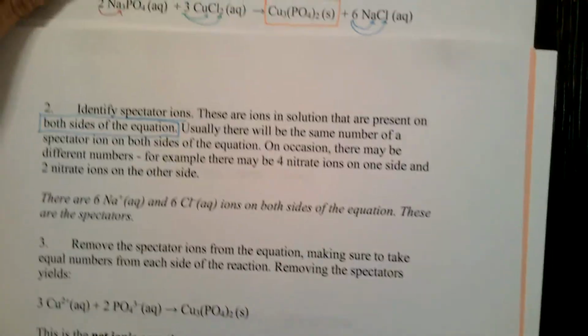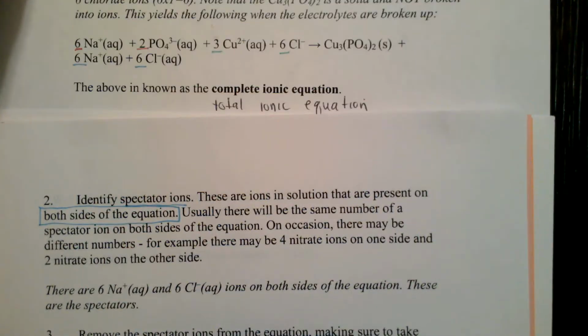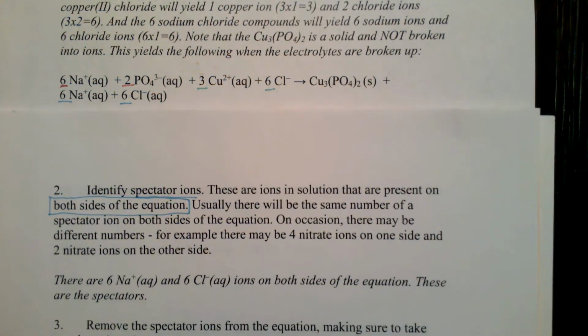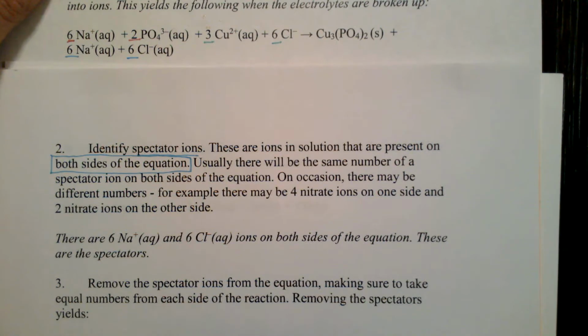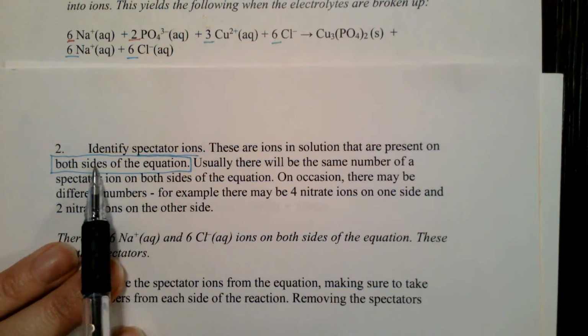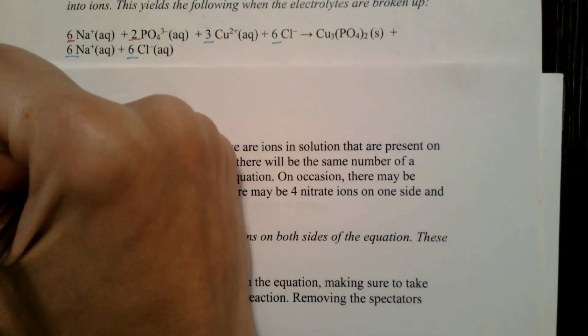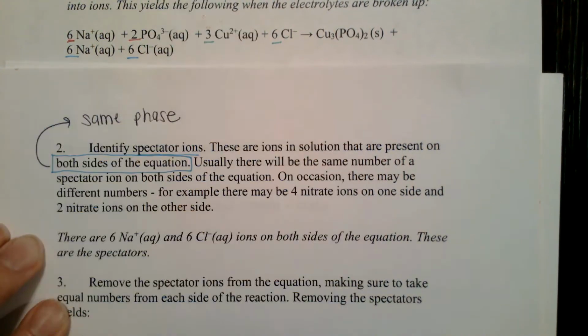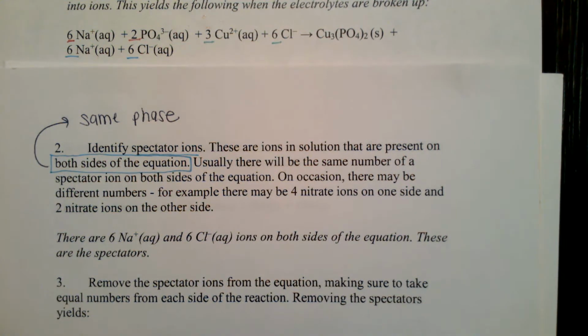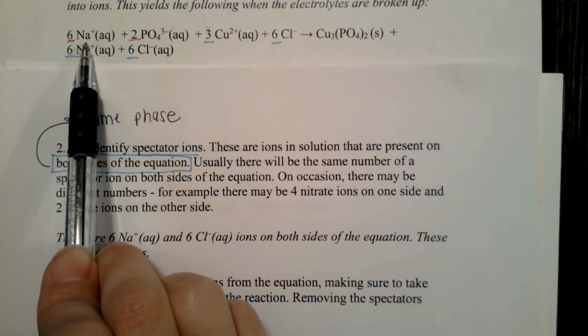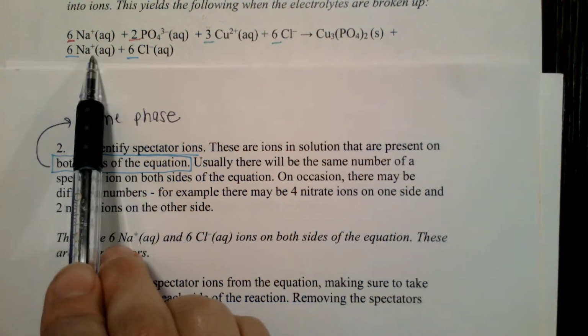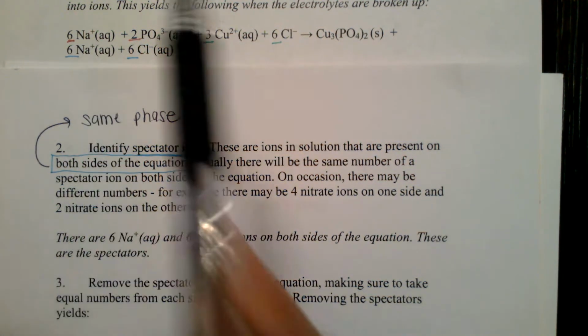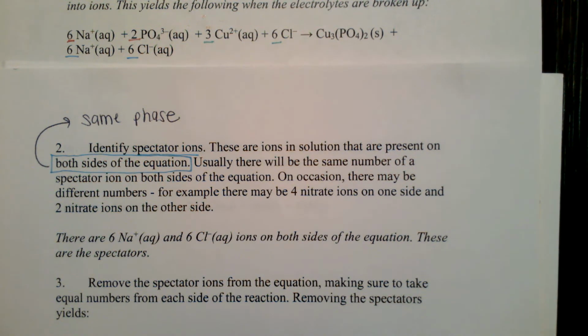So if we look back at our total ionic equation here, we're looking for ions that are on both sides of the equation that are unchanged. So I do want to note, both sides of the equation, and I also want to say that they have to be in the same phase. Okay, so we're looking for things that are on the same side, and they do also have to be in the same phase. So if this, for example, was a solid, and over here it's Na plus aqueous, that wouldn't work. They would have to be in the same phase as well.